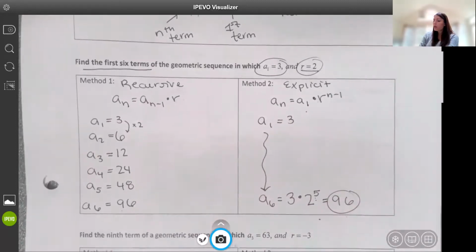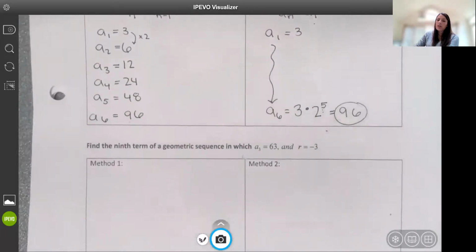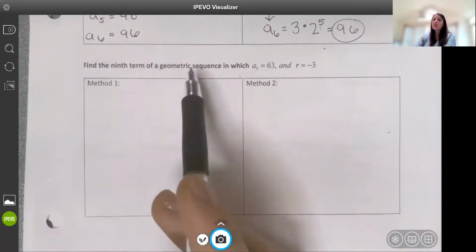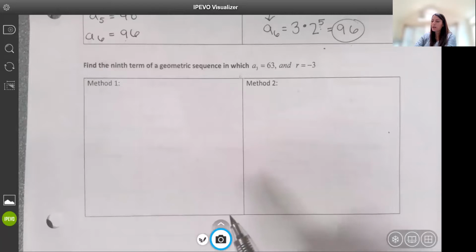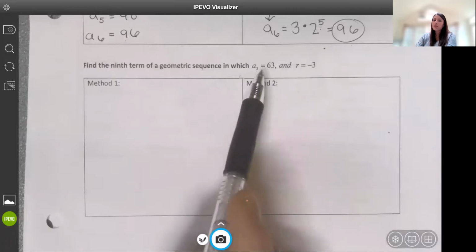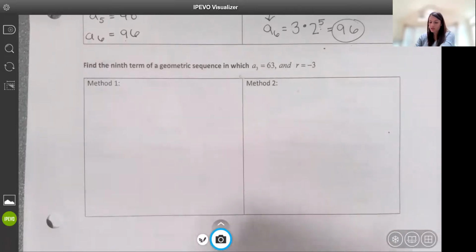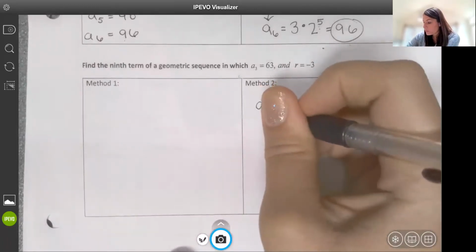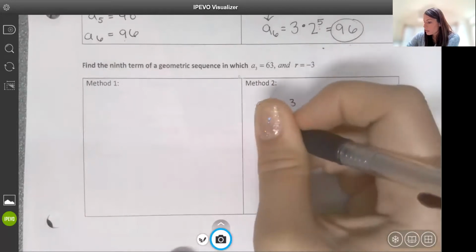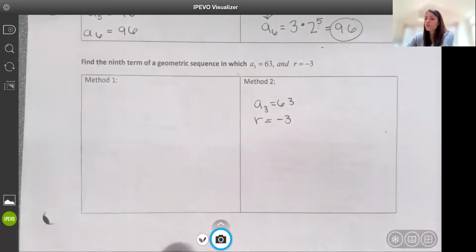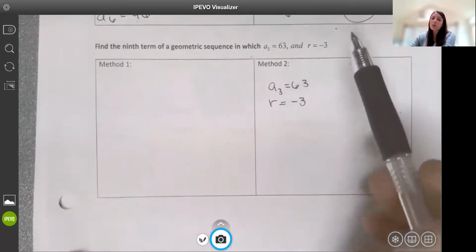Okay. So for the next problem, it says find the 9th term of the geometric sequence. Method 1 doesn't help us very much because I don't want to have to list 9 more terms. Although, this one is the first one that's a little different because it gives us the 3rd term in the sequence. You see that it gives us the 3rd term, and my ratio is -3. So we're going to have to do some problem solving there.